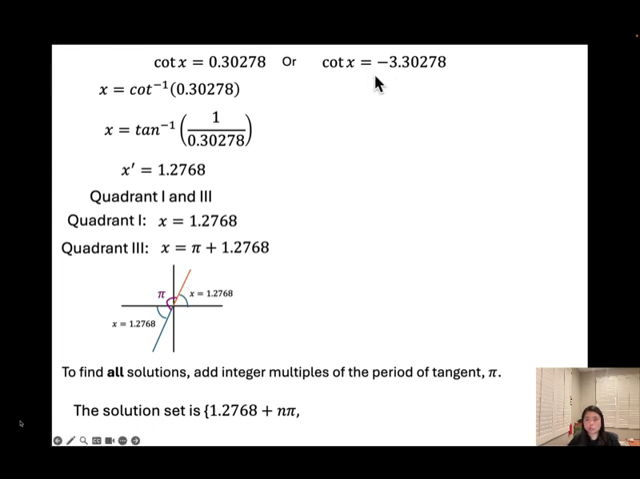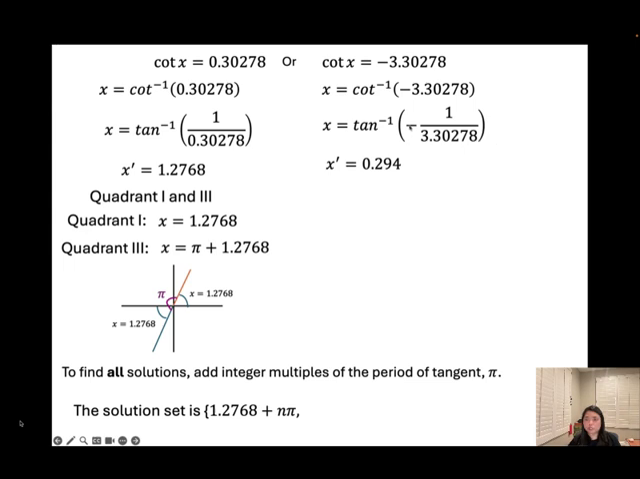Okay, how about this one? I'm gonna revise it. X will be equal to the inverse of the cotangent of negative 3.30278. And then I'm gonna revise it to the tangent, so the reciprocal of this number. Use your calculator to find the reference angle. Keep in mind, don't put the negative on your calculator. Remember that the negative is telling you which quadrant it is gonna be. Okay, so you should get the reference angle is 0.294. One more time, don't use the negative. Just put the inverse tangent of 1 over this guy.